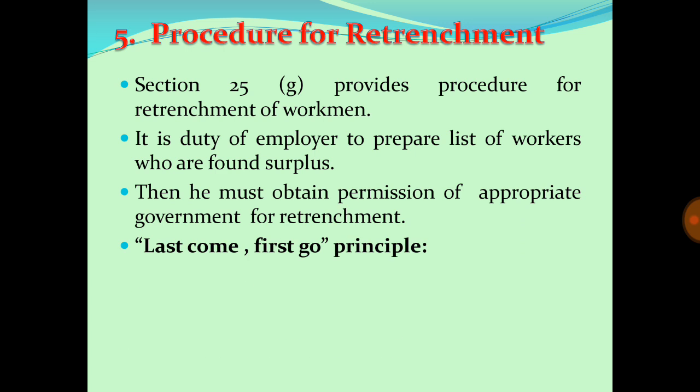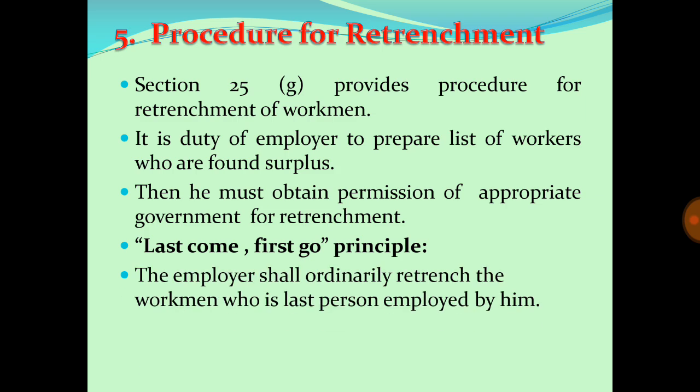Then he must apply a rule, a principle, for the termination of services, and this principle is the last come first go principle. According to this principle, the employer shall ordinarily retrench the service of that workman who is the last person employed by him. So this will do minimum injustice to the workman who has given more time to that industry.